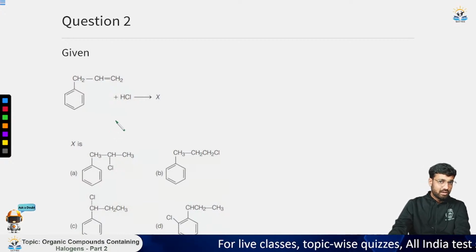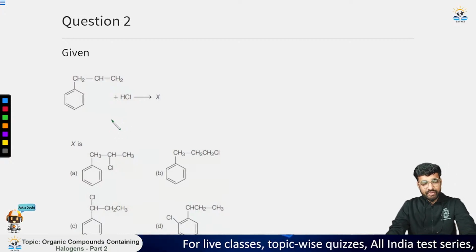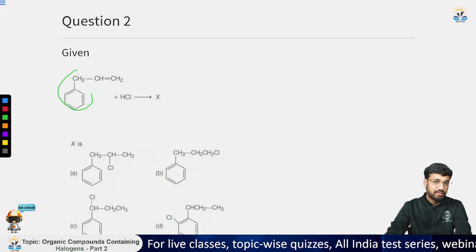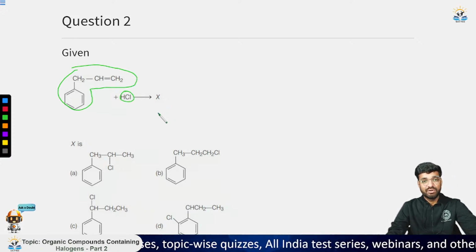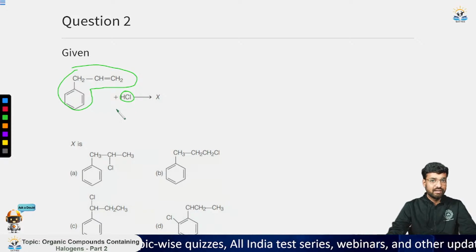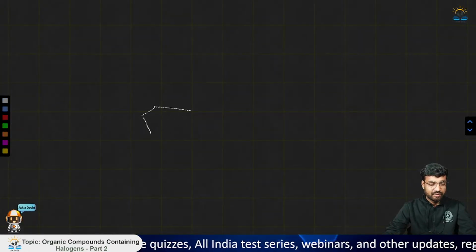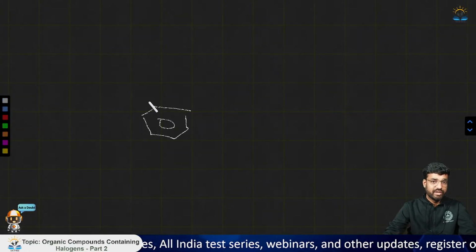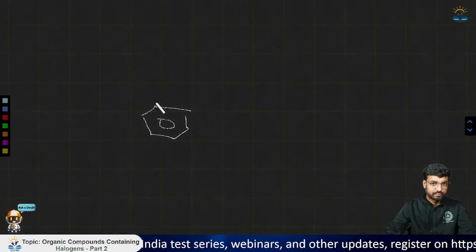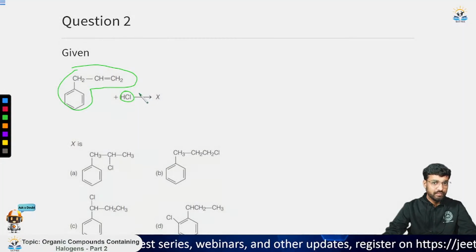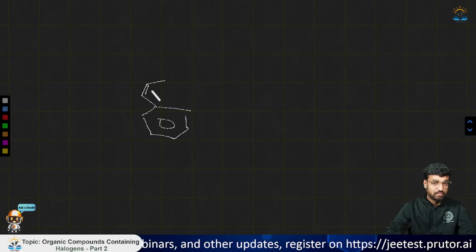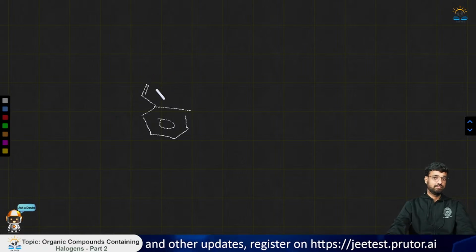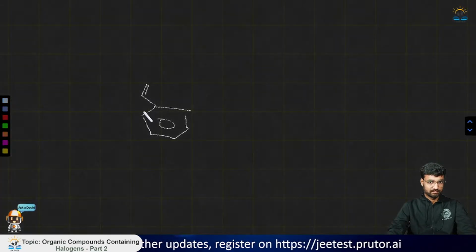Now next, let us do this reaction. We are taking this group and reacting it with HCl. What is the final major product that we get? If we write this structure here, we can write it as a benzene, then you have two carbons that are sp2 hybridized. So this is the one.